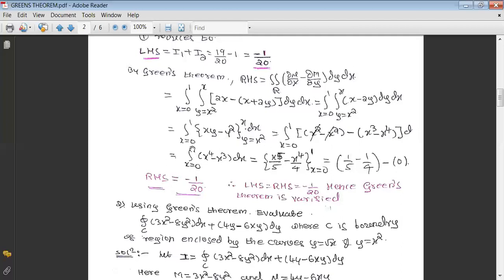Now x varies from 0 to 1. These two will get cancelled, and it becomes x raised to 4 minus x cube with respect to x. X raised to 4 integrates to x raised to 5 by 5, minus x cube integrates to x raised to 4 by 4, for the limit 0 to 1. If you take the upper limit, that is 1 by 5 minus 1 by 4, and the lower limit reduces to 0. The simplification leads to minus 1 by 20.